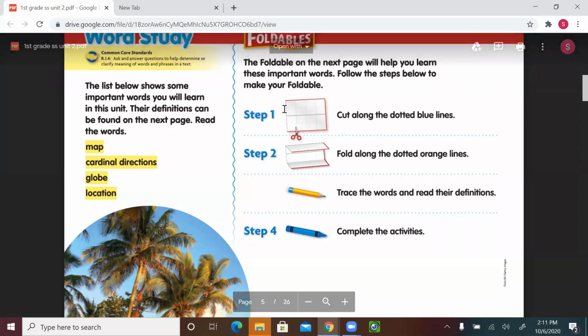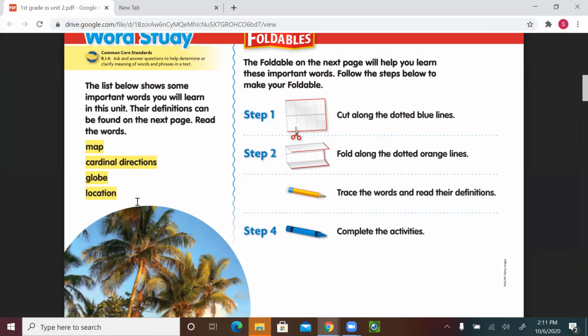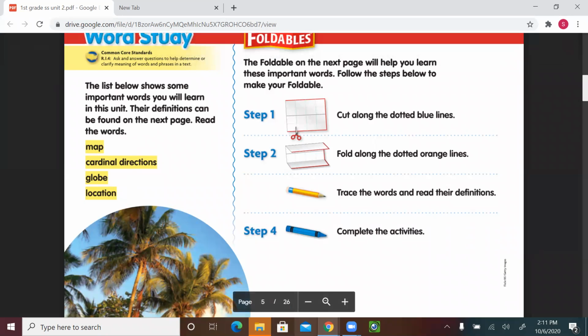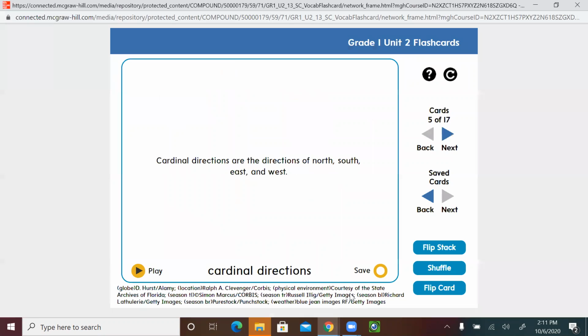All right. The list below shows some important words you will learn in this unit. Their definitions can be found on the next page. Read the words. These are some of the words that we covered in the previous lesson, and we have the definitions for the words. So let's play this one more time and learn them, or remember the words.